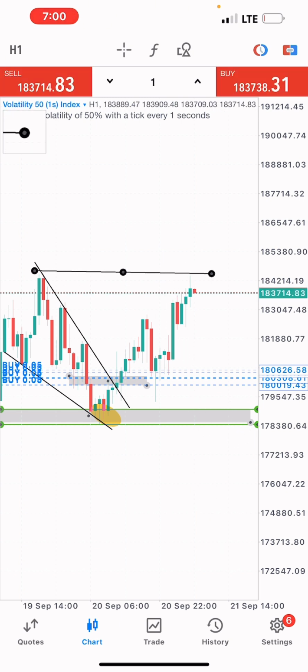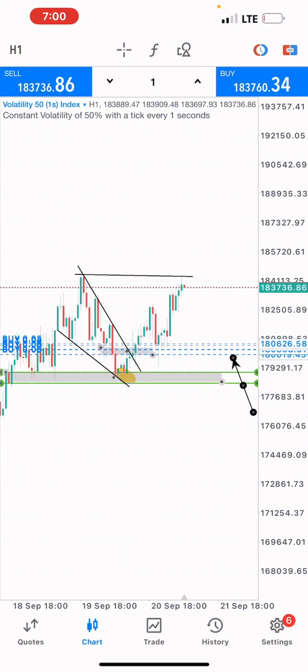So all I'm going to do now is just close. All right, I'm just going to go ahead and close. I showed you guys the step-by-step process which I took in taking this trade.